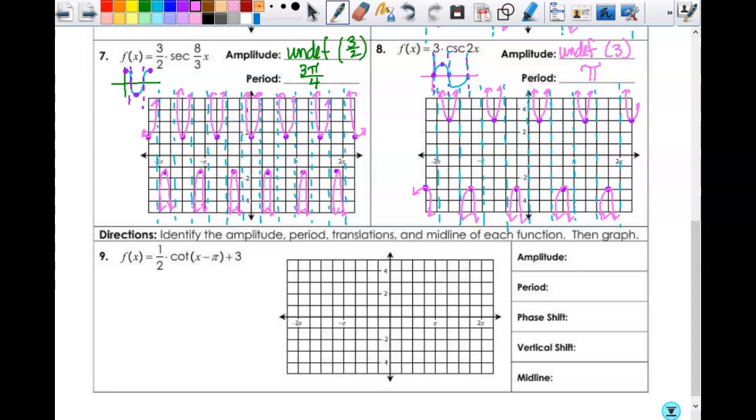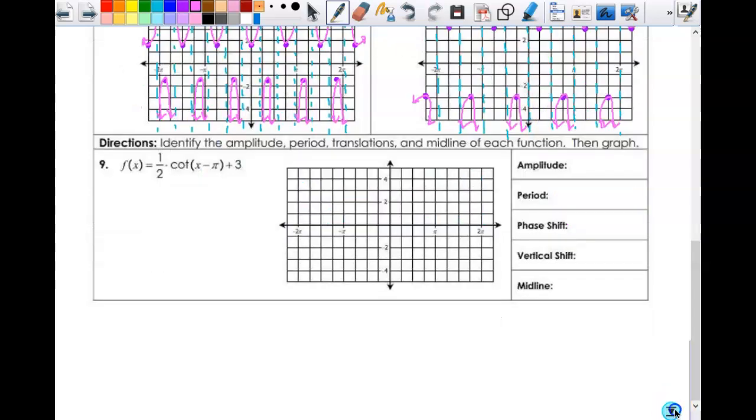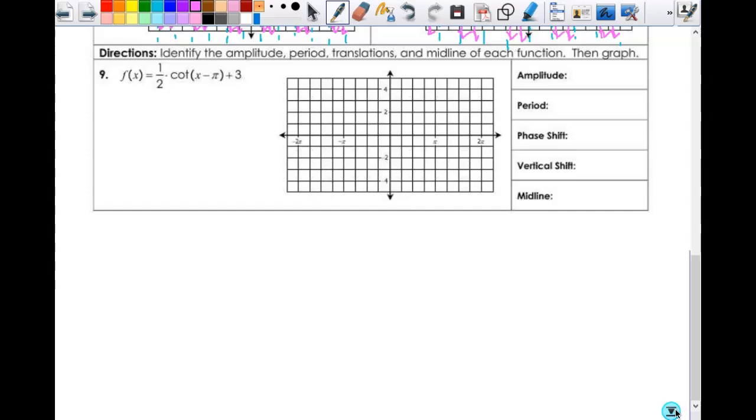All right, number 9. Identify the amplitude, period, translations, and midline. So this is cotangent. So once again, this is undefined, but A is important to me. That is 1/2. The period doesn't change, so it's pi. I'm going to move to the right pi, up 3. So my midline is at y equals 3.